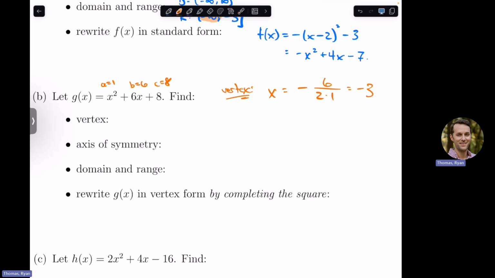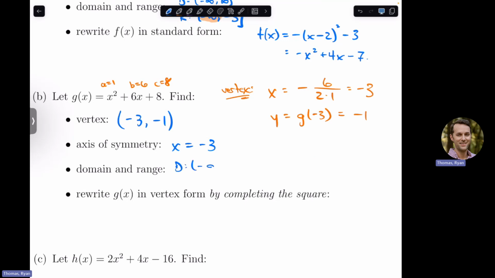Okay. What about the y value? This function was called g, so it's g of negative 3. Okay. Negative 1. Everybody agree? Anybody agree? I don't actually know. I've done it, but not recently. Negative 1. Okay. So the vertex is negative 3, negative 1. What's the axis of symmetry? X equals negative 3. Again, it's a vertical line, so x equals negative 3.